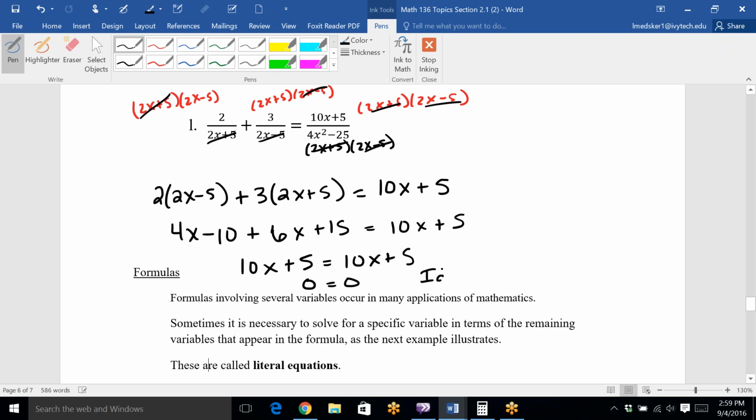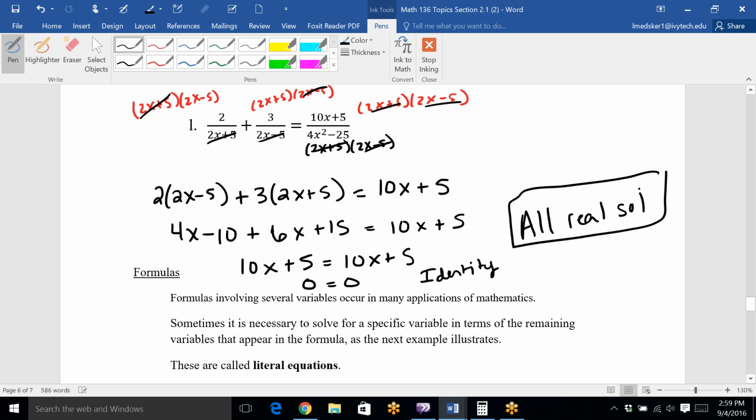This is what we call an identity. An identity is an equation where all real solutions work. So all real numbers or all real solutions work.